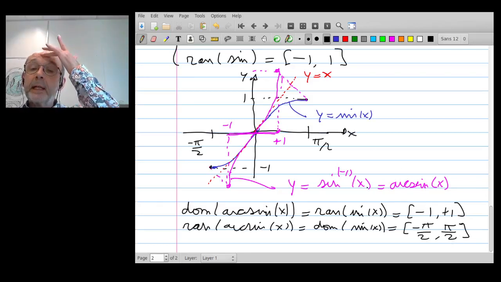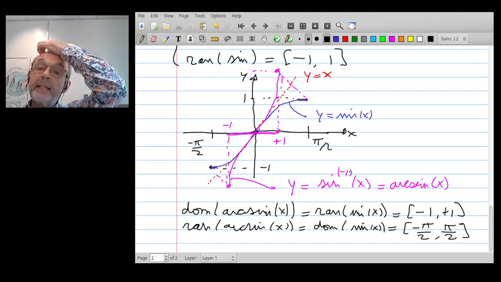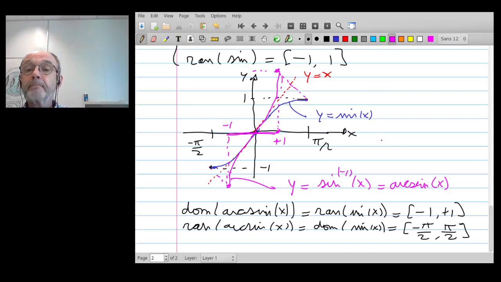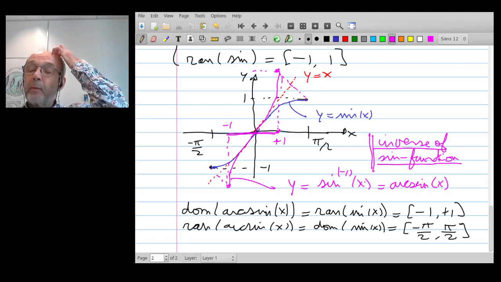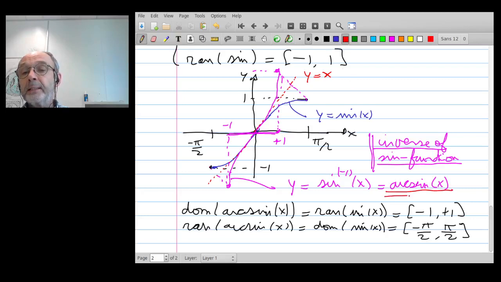And be careful, I'm writing here the inverse of the sine function. I do not mean with that minus 1 divided by the sine of x. That is a completely other function that has nothing to do with the inverse of the sine function. So most of the time, I will use the term arcsine as the inverse of the sine function.